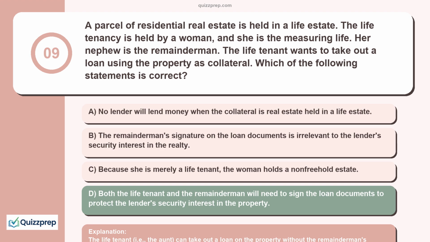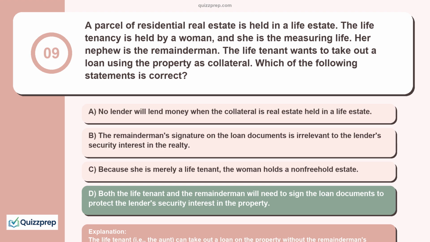With a life estate, there is a present interest and a future interest. A simple way to figure out who owns each interest is to ask yourself the following two questions: who has the right to possess the property in the present? Here, the aunt does. She holds a present interest in the property, and, because she is the measuring life, she will hold that interest until she dies. Who will have the right to possess the property in the future? Here, the nephew does. He holds a future interest in the property.